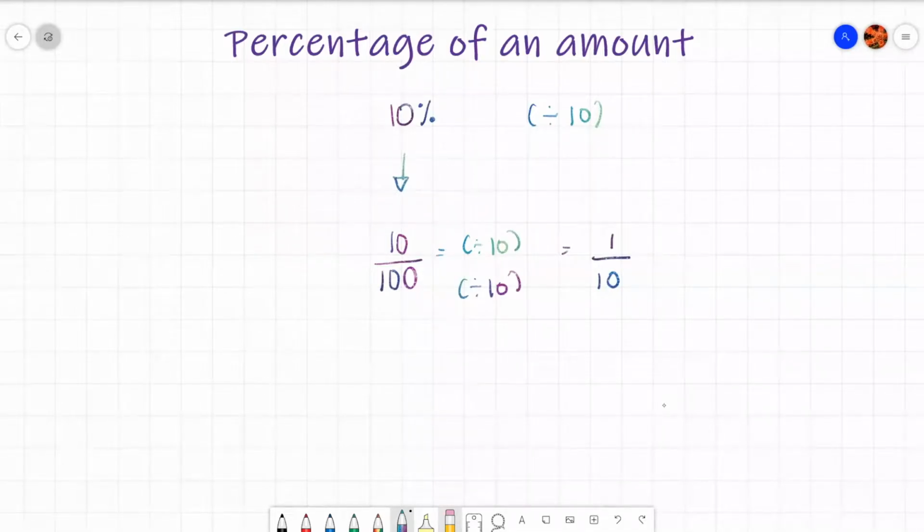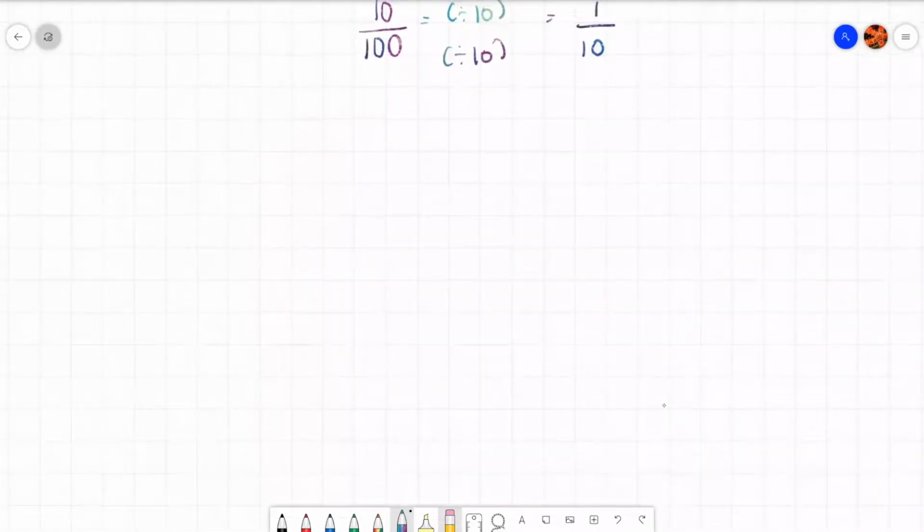Now, 1/10 actually just means divide by 10, doesn't it? If you're working out 1/10 of something, you just divide by 10. That's why if you're working out 10% of something, you divide by 10. So let's have a look. Now we're working out 10% of these numbers.